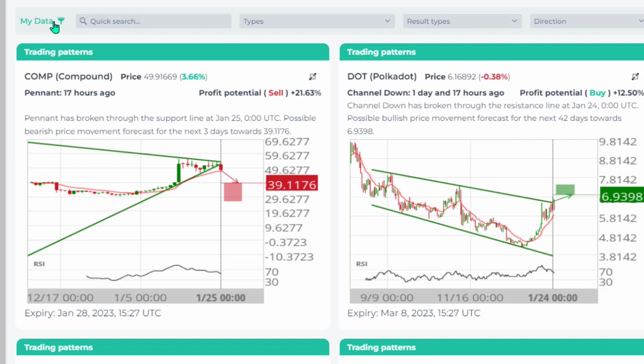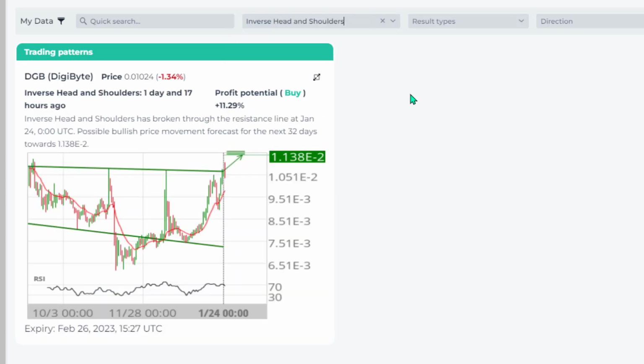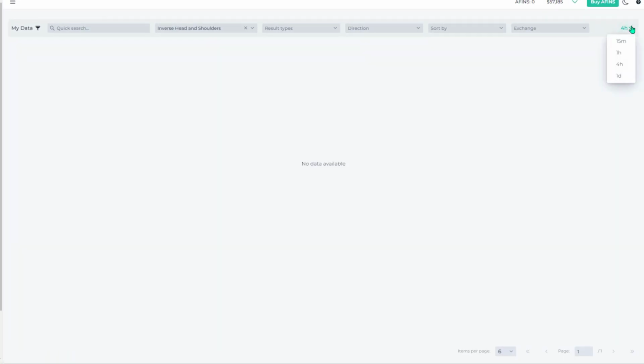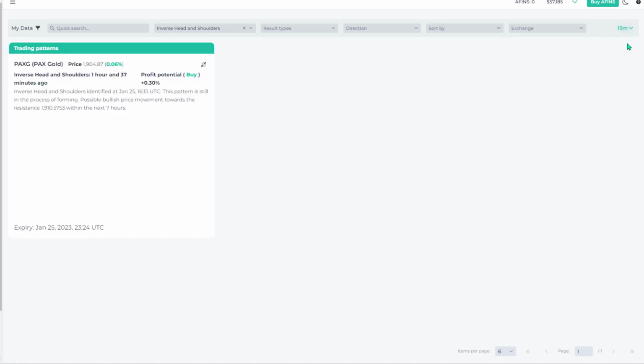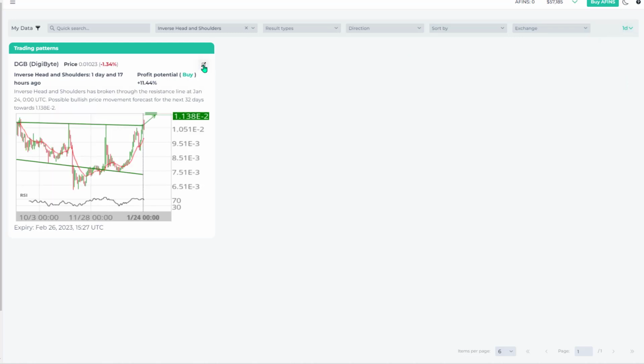But let's get rid of this filter and take a look at that inverse head and shoulders pattern. It's a very rare pattern, so you're not going to see this pattern often in our system. But if you don't see it on the daily, you can also look at the 4-hour time interval. Right now, there is no inverse head and shoulders on the 4-hour time interval, or not even on the 1 hour, but there is one on the 15-minute time interval. So that's also tradable.